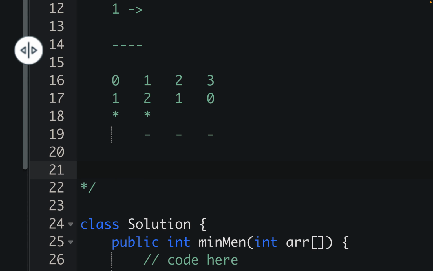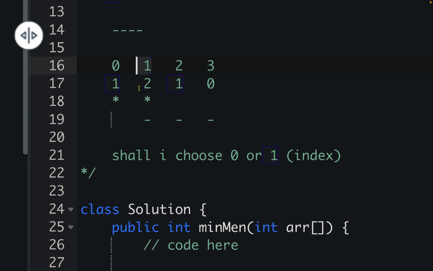Let's see this question first. Shall I choose 0 or 1? That means the index, I'm speaking about the index. Okay. So shall I choose this index or shall I choose this index? That's a good question.